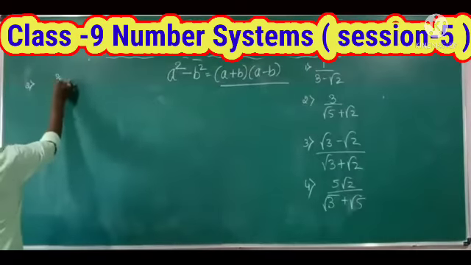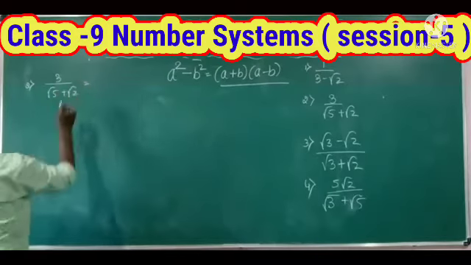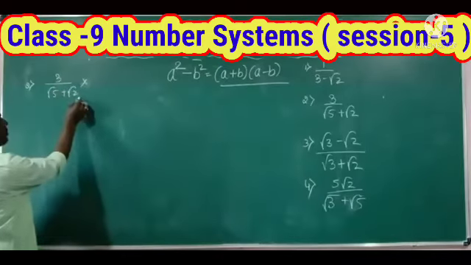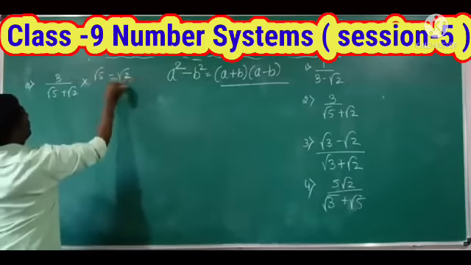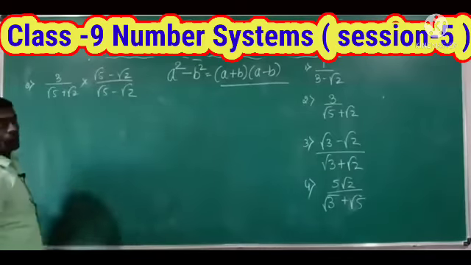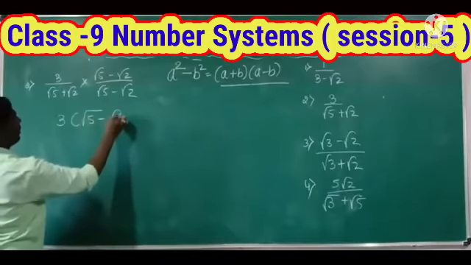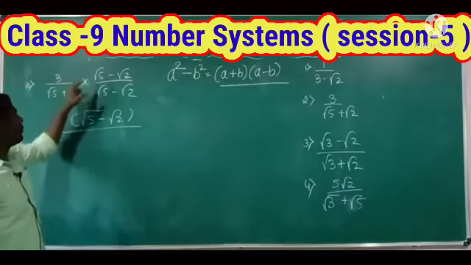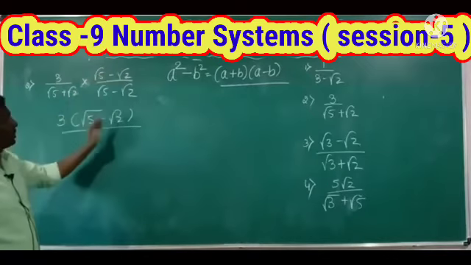Second question: 3 by root 5 plus root 2. Directly rationalize the denominator, root 5 plus root 2. What is the least rationalizing factor here? Root 5 minus root 2 divided by root 5 minus root 2. Now 3 into root 5 minus root 2, or you can multiply individual terms: 3 into root 5, 3 root 5, minus 3 into root 2, 3 root 2.